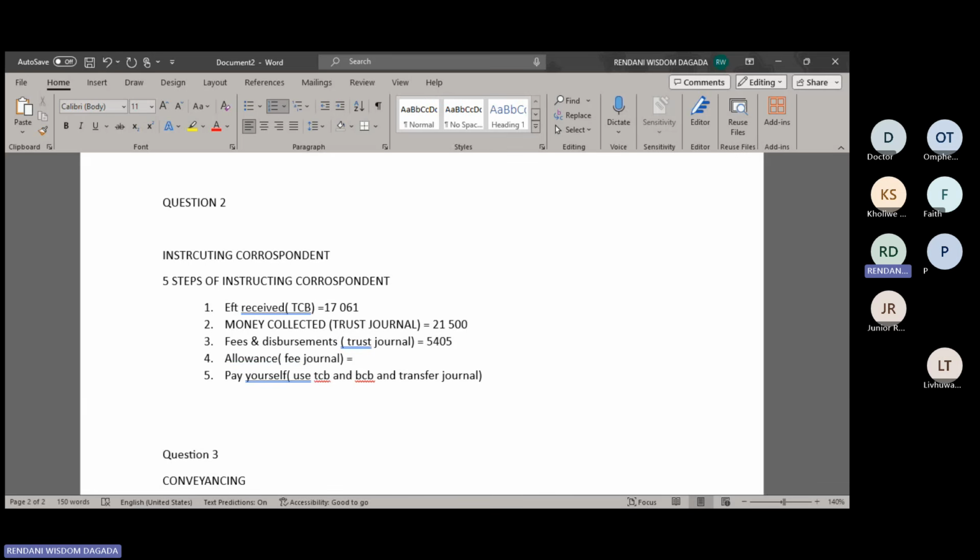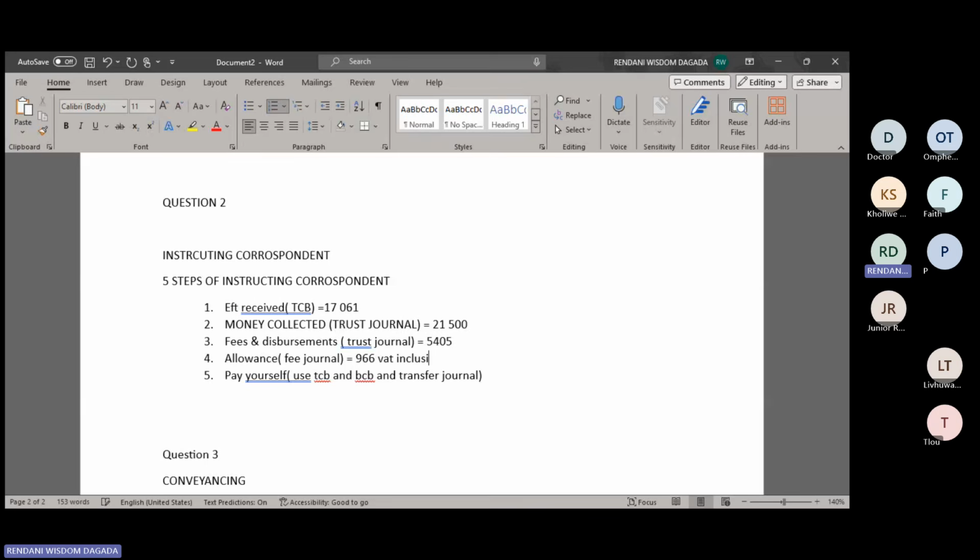And then we have your allowance. How much was your allowance? This question here says your instructed correspondent gave you an allowance of 840 on their fees and 126 VAT. So you just need to add all those amounts together. 840 plus 126. So your total allowance was going to be 966, VAT inclusive. Why am I saying VAT inclusive? Just to show you that it includes VAT. That is the amount that you were supposed to use.